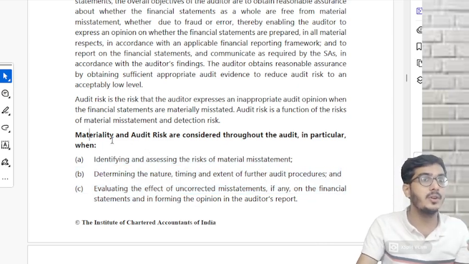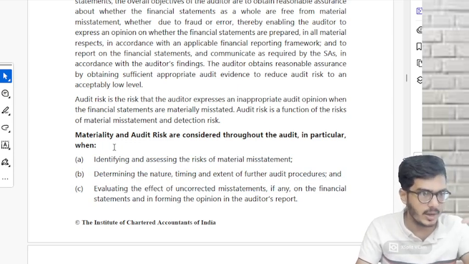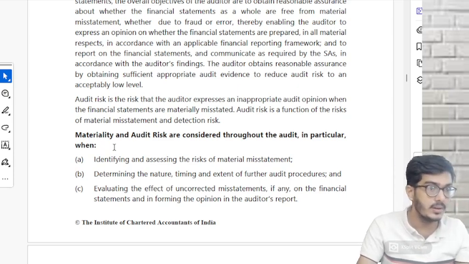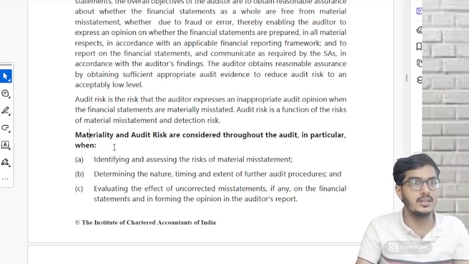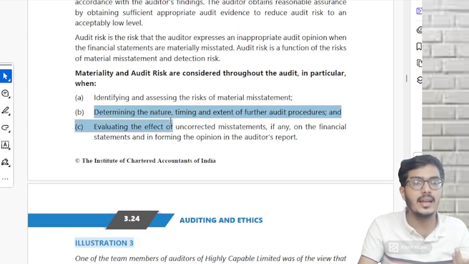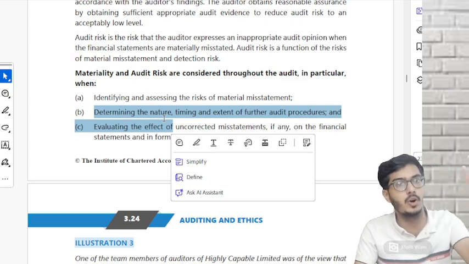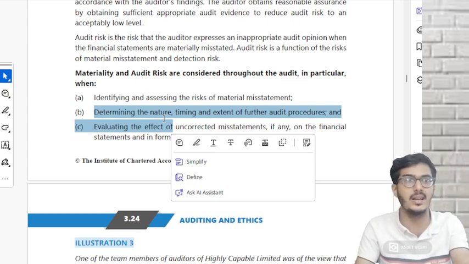First one, whenever you're identifying and assessing the ROMM, please keep the materiality level concept in your mind and audit risk. Because of this ROMM, what can be the audit risk? Then determine the NTE of your FAP. Whenever you're determining the nature, timing and extent of your audit procedures, what kind of audit procedures? Further audit procedures, please keep in mind materiality and audit risk.